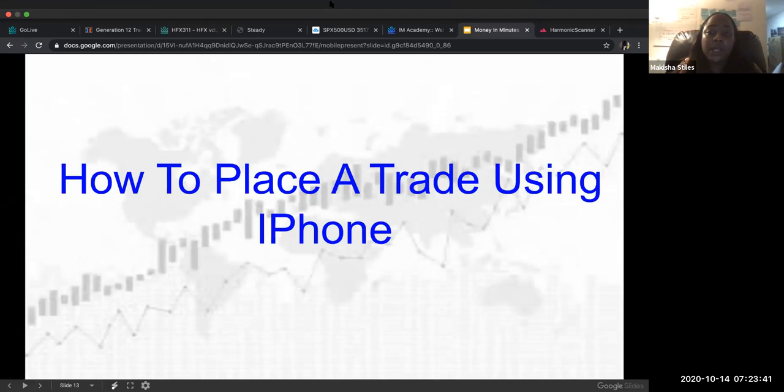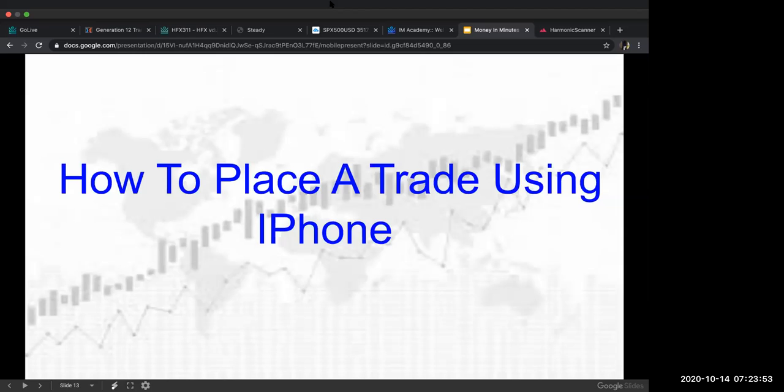Do I need to go over it again on how to place a trade on the iPhone, or is everybody clear on how to do it? Can you just do it for me one more time so I'll see? Because I'm gonna move the picture. Thank you. Oh, no problem.